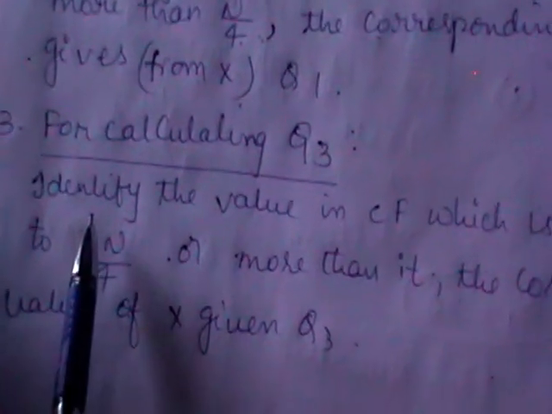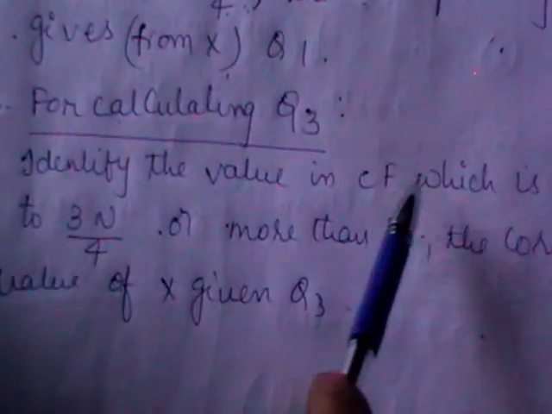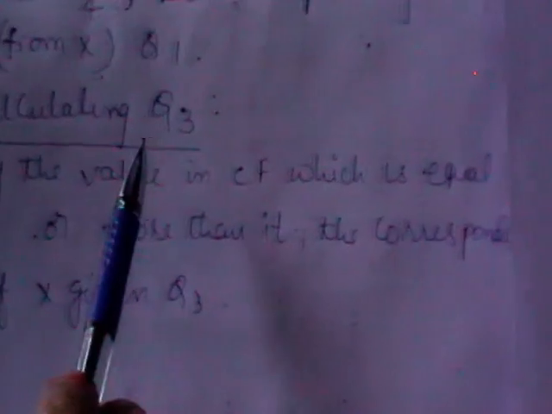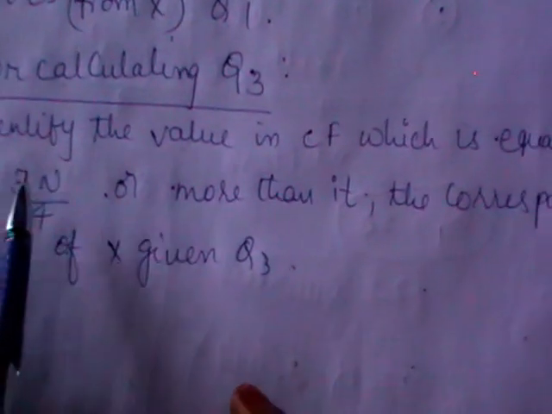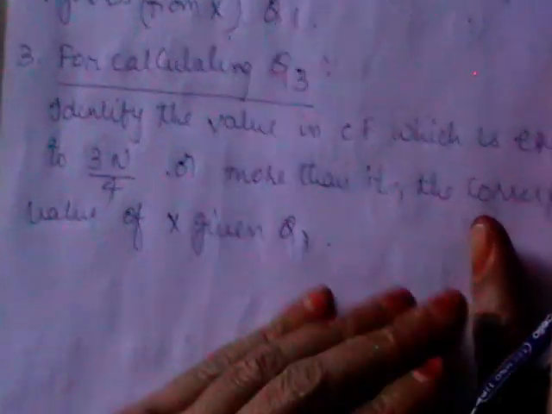For calculating Q3, identify the value in CF which is equal to or more than 3 times N by 4. The value gives the Q3. Once Q1 and Q3 are with you, you can calculate QD. So again, whatever steps we have discussed, let us do the same. So tell me, is it discrete or continuous type?